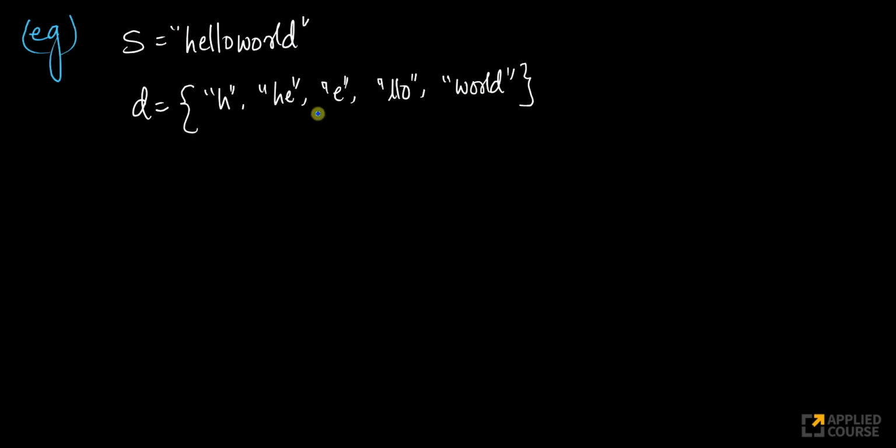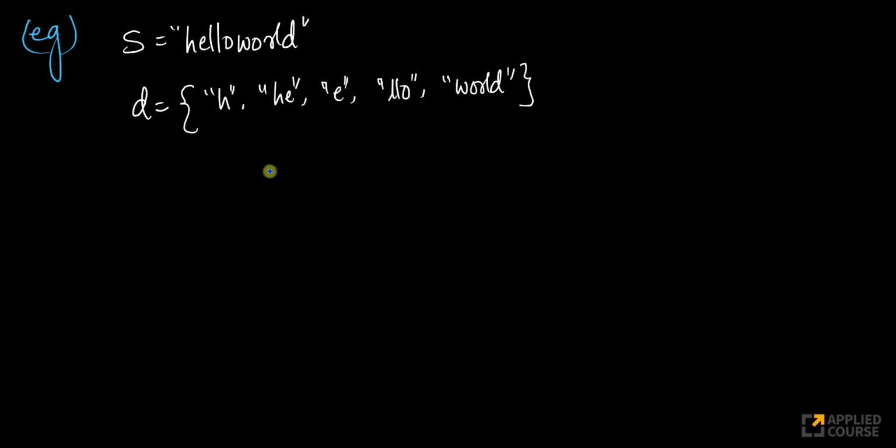Now let's look at another example. This is a slightly tricky example because look at this. My string S is hello world, a very common example in whole of computer science, especially in programming. And my dictionary consists of H. Again, this word consists of only one character H, but this is a word, or this is a string if you want to think about it. Words or strings mean the same thing. Here also you have a string HE. Here you have a string E. Here you have a string LLO. Here you have a string WORLD.